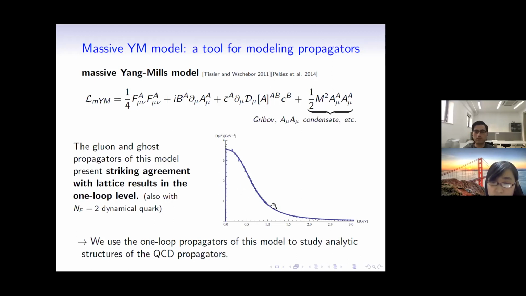This line is the one-loop gluon propagator of this model, and these small dots with error bars are the lattice results of the SU(3) pure Yang-Mills theory. Although the massive Yang-Mills model itself is not a consistent theory due to the lack of nilpotent BRST symmetry, this model can be used for modeling the propagator because of these motivations and this striking agreement. Thus, we use the one-loop propagators of this model to study analytic structures of QCD propagators.